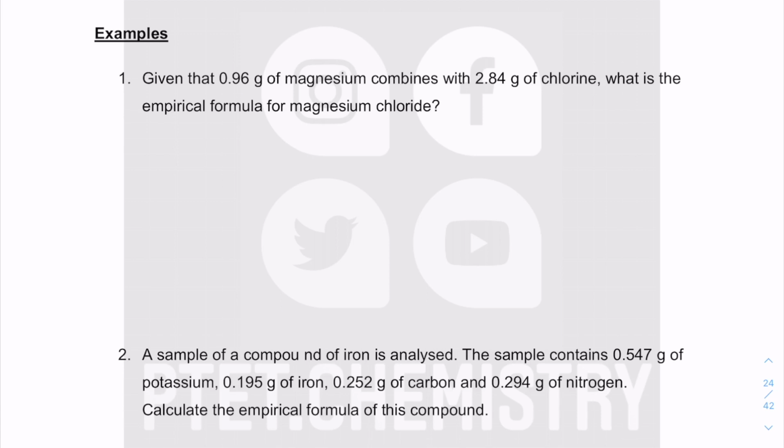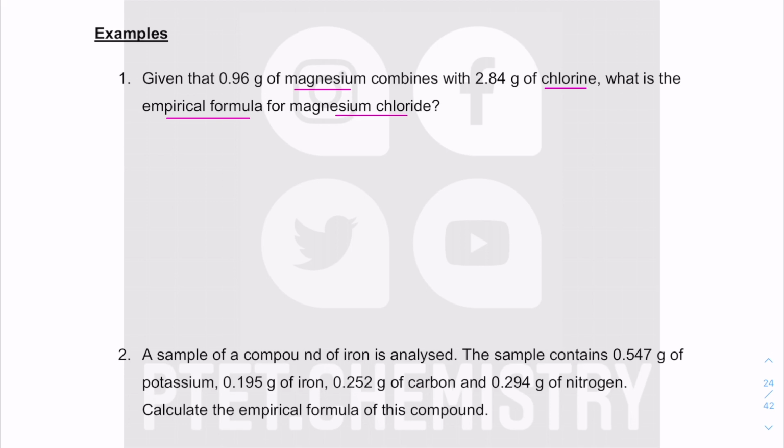So I think it's important that I probably go through a couple of these examples before I actually finish the tutorial, because otherwise the next part of these lecture tutorials on empirical and molecular formula will get too long. So let's get started. In this first question, we have this idea of magnesium combining with chlorine. They did not say chlorine molecule or chlorine gas, so we have to think very carefully about this. And they want the empirical formula for magnesium chloride.